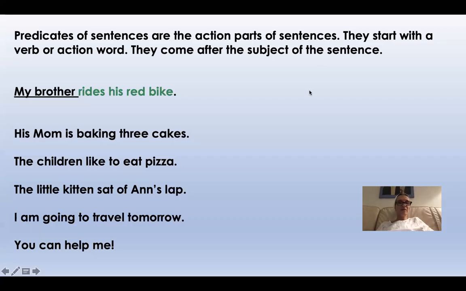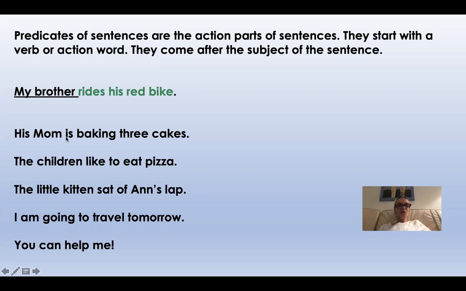Okay, this slide here is another reminder about the predicates of sentences. The predicates of sentences are the action parts of sentences. They start with a verb or an action word, and they come after the subject, and the subject is usually at the beginning of my sentence. Okay, I know I've said these things many times before, but repetition will fix this piece of information in your brains.